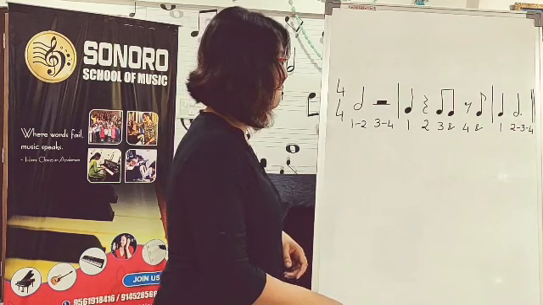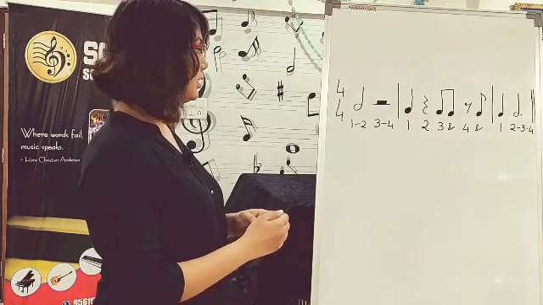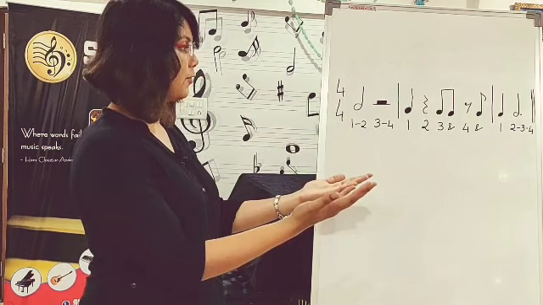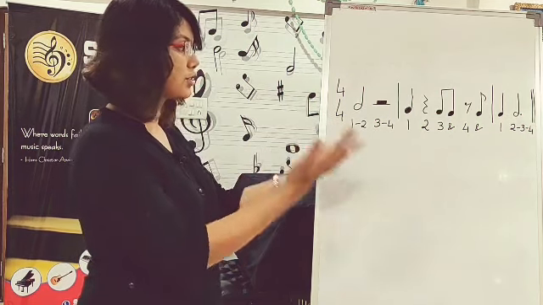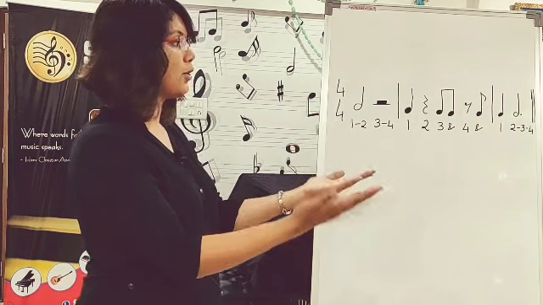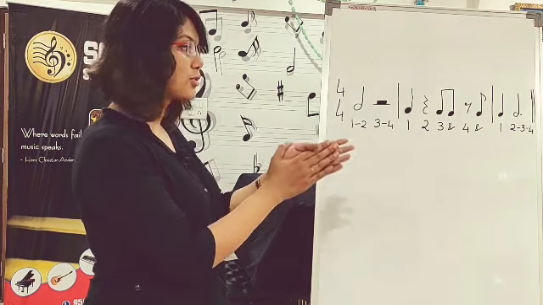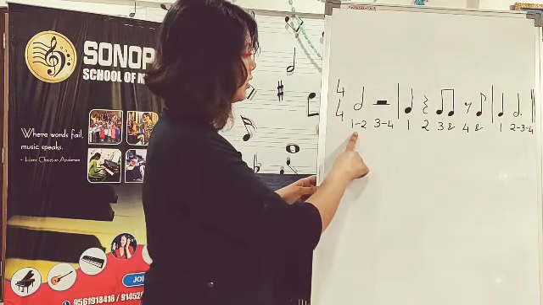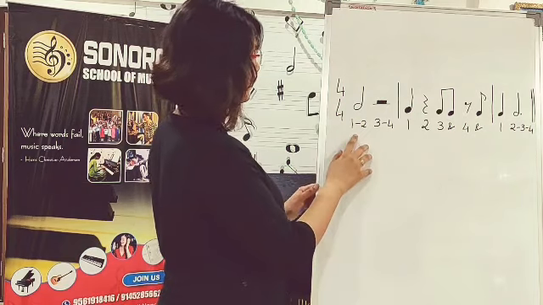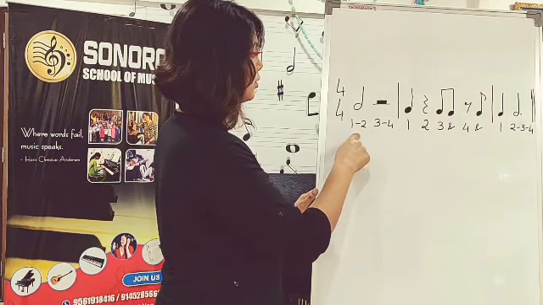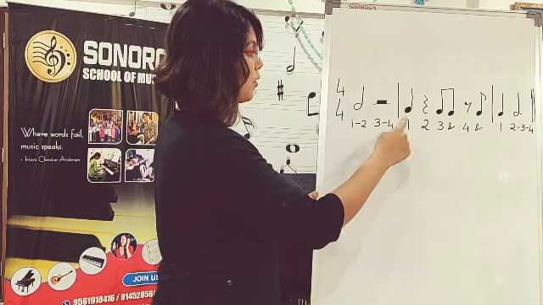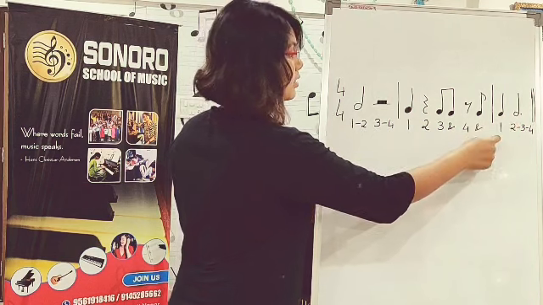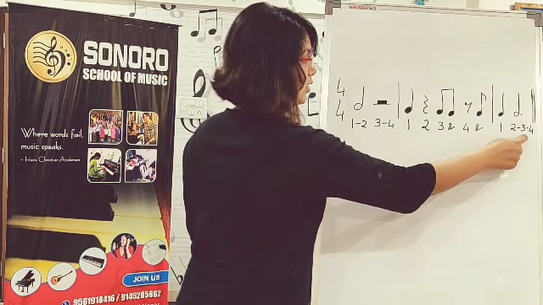So let's clap it slowly. Ready, go. 1, 2, 3, 4. 1, 2, 3 and 4 and 1, 2, 3, 4. Now I'll point it out and you clap along. Ready? 1, 2, 3, 4. 1, 2, 3 and 4 and 1, 2, 3, 4.